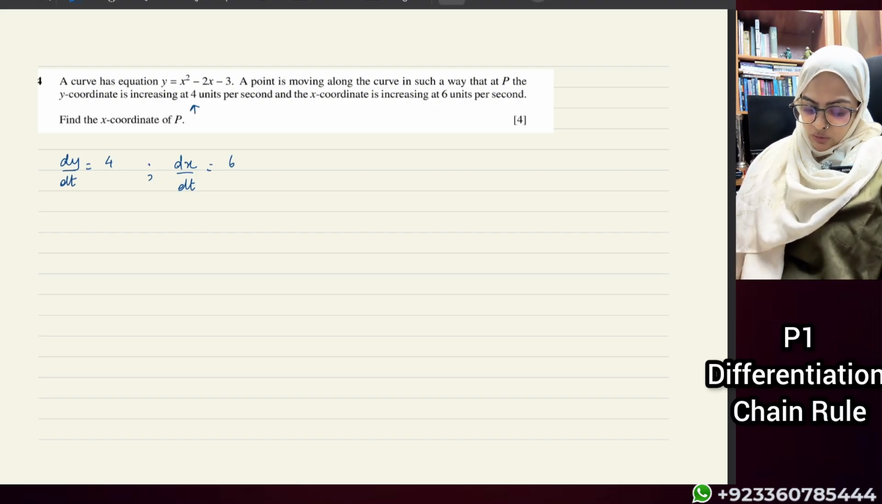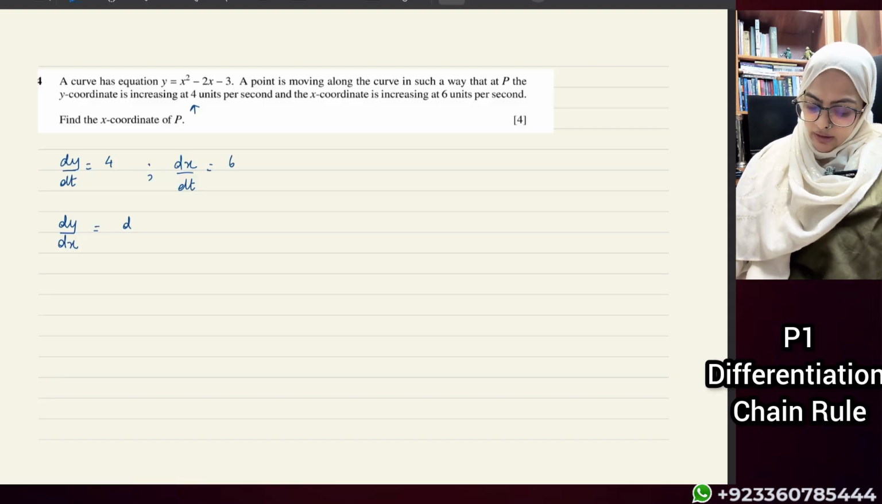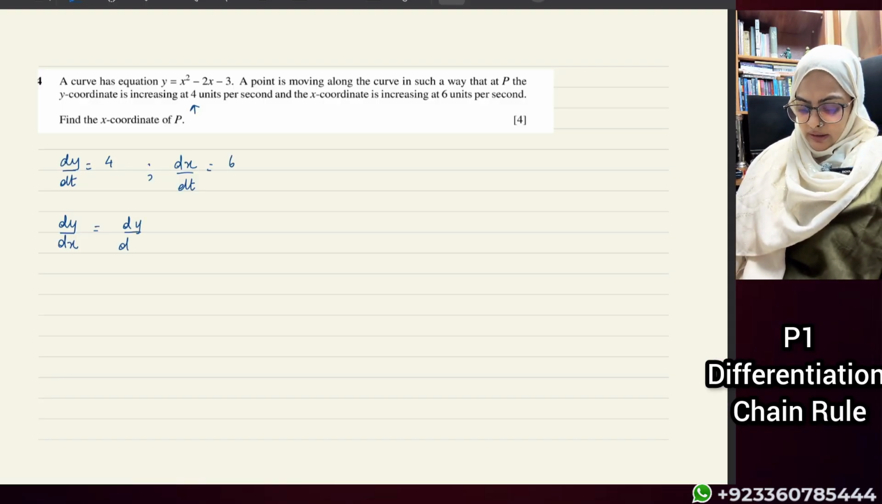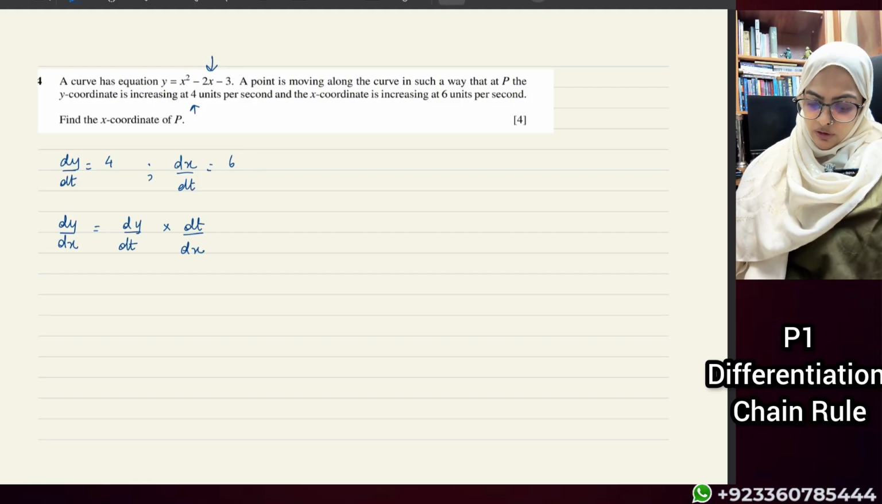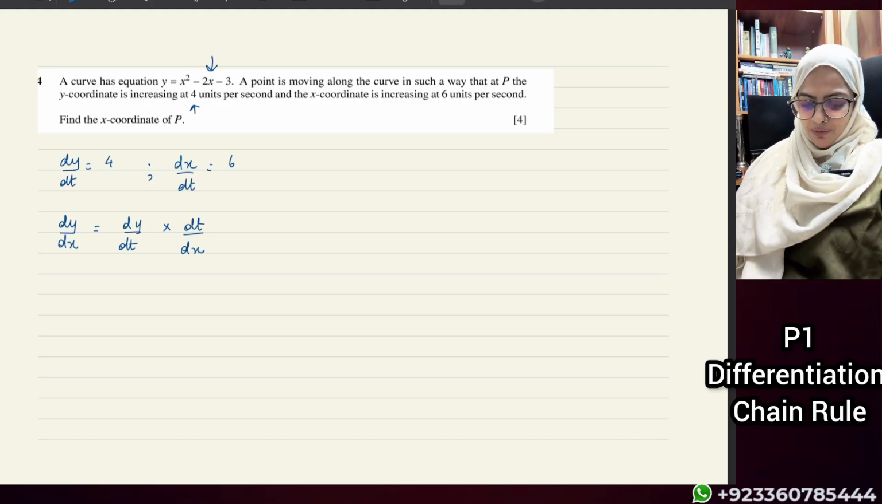So first we find out dy by dx is equals to dy by dt into dt by dx. We have dx by dt, so in place of dt by dx we are going to write 1 upon 6. What is dy by dx here? We are going to differentiate it. We have y is equals to an equation. We are going to differentiate the equation.